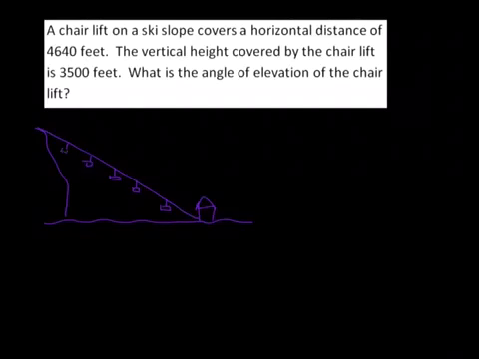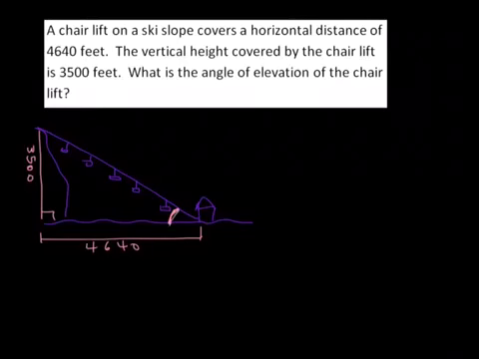Okay? So, it says, the chairlift on the ski slope covers a horizontal distance of 4,640 feet. So, if I drew a vertical line here, this would be my right angle with the ground. It's 4,640 horizontal feet. The vertical height that's covered by this chairlift is 3,500 feet. What is the angle of elevation of the chairlift? So that means we are looking for this angle right here.